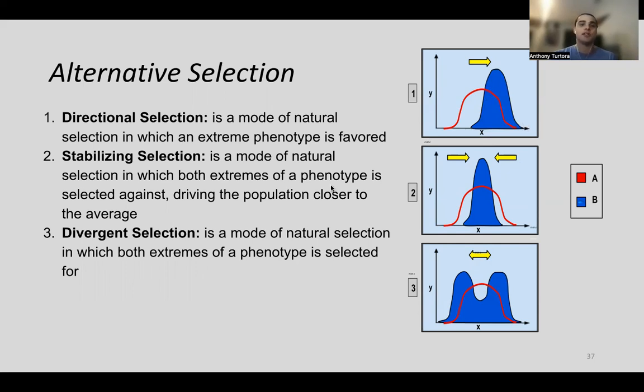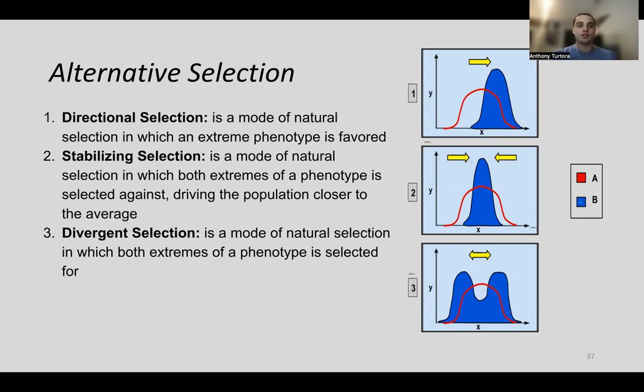Stabilizing selection, this is a mode of natural selection in which both extremes of a phenotype are selected against, driving the population closer to the average. So an example here is of birds being an average size. It is easier for them to mate when they're not too large and they're not too small. So therefore, there's going to be more birds that are of kind of the average size.